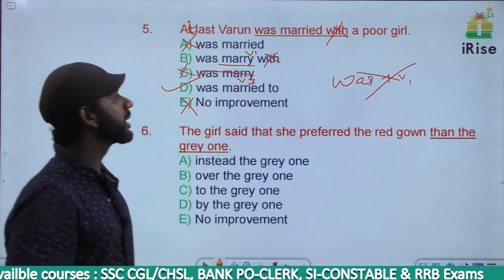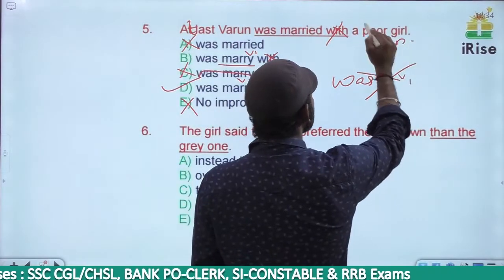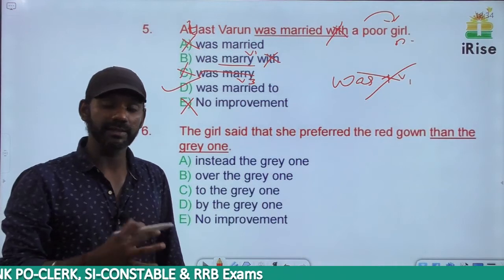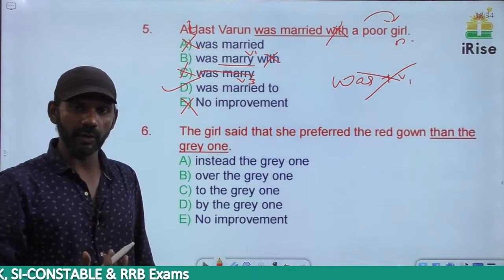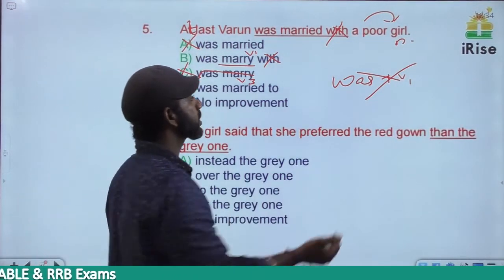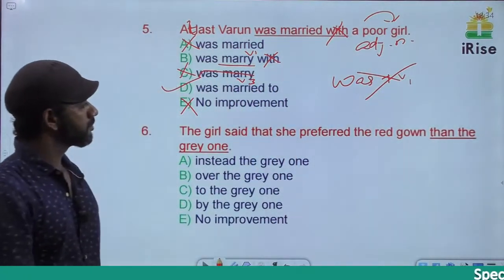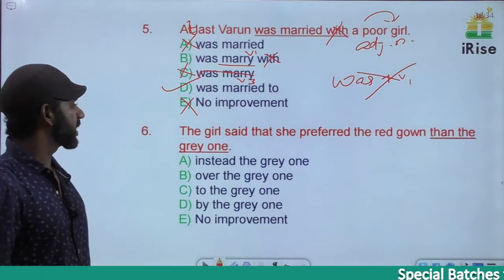To a poor girl. Girl is a noun. The word poor describes girl, which is a noun. Any word that describes a noun is called an adjective. So poor becomes an adjective. Getting it? The next one.